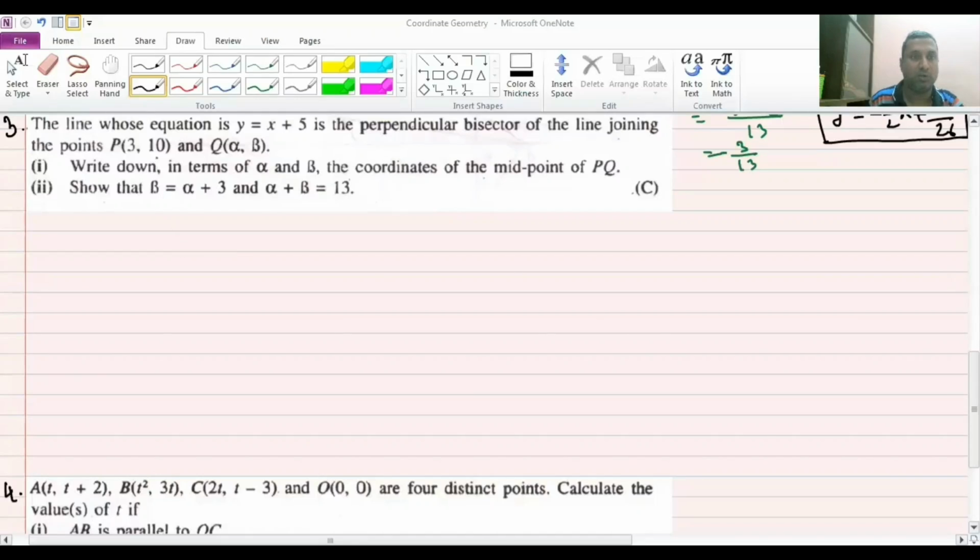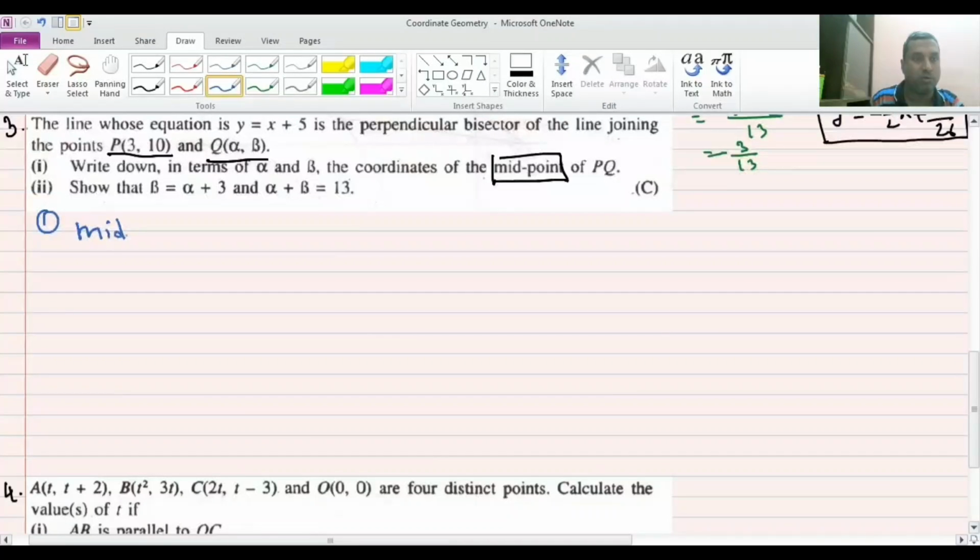For the next one, that is question number 3. A line whose equation is y equals x plus 5 is the perpendicular bisector of the line PQ, where P is (3, 10) and Q is (alpha, beta). Write down in terms of alpha and beta the coordinates of the midpoint of PQ. That is, you are finding the midpoint. So it's quite easy to solve. That is part 1.